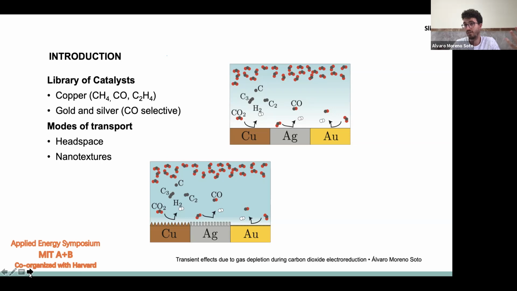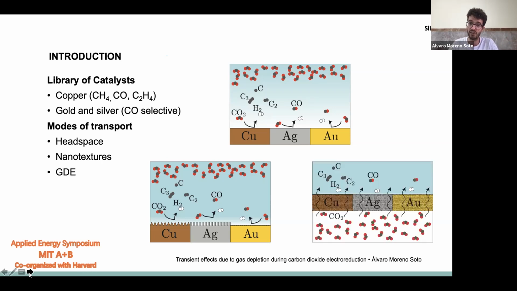And currently, basically, the most novel technology that we found in the literature is the gas diffusion electrode, which basically consists of a 3-phase system in which we let the gas diffuse through the electrode and react readily on the spot where it meets the 3 phases: solid, the electrode; liquid, the electrolyte; and gas, the CO2.